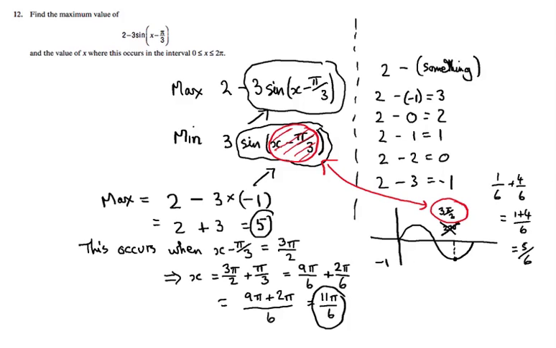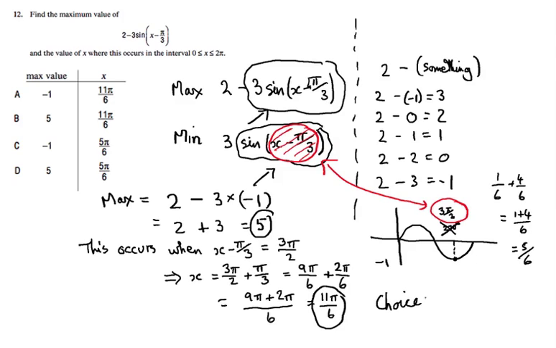So I think it's probably time to have a look at the choices, see if we can hunt that one down. There's a couple of 11 pi upon 6's. There's your 5. So maximum value of 5 when x is 11 pi upon 6. So it's choice B. Choice B.